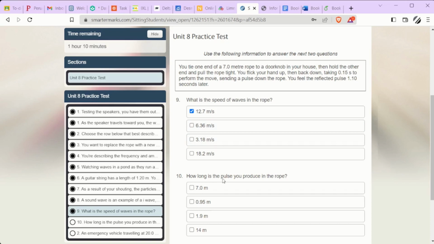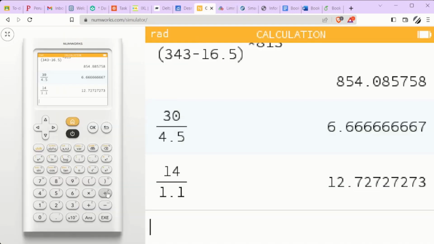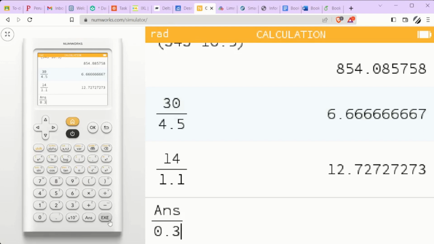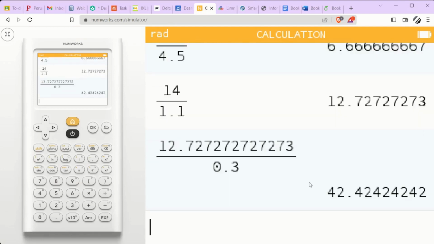Now, how long is the pulse you produce in the rope? A pulse is going to be half of the wavelength. The time it took to produce it was 0.15 seconds, that'll be half the period. So we have the speed of waves in the rope, and we divide it by 0.3. That would be one full period. We only had half the period of 0.15 seconds because we only produced half a wavelength. It was just a pulse.